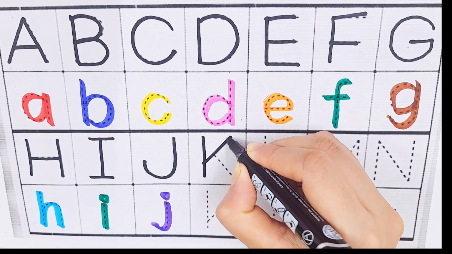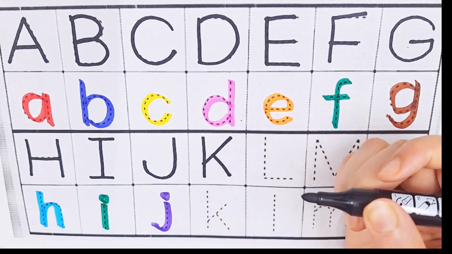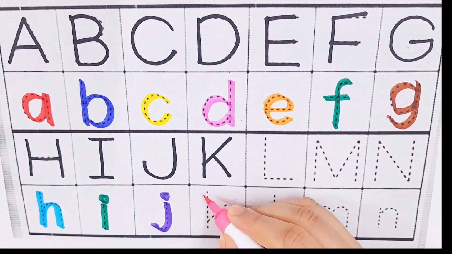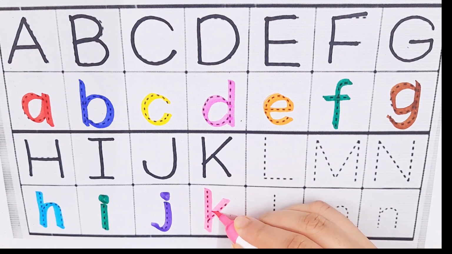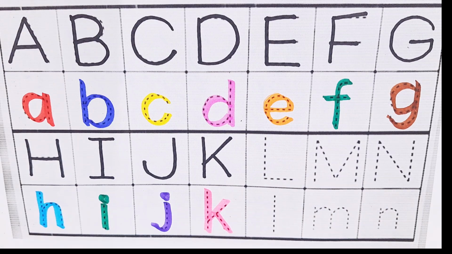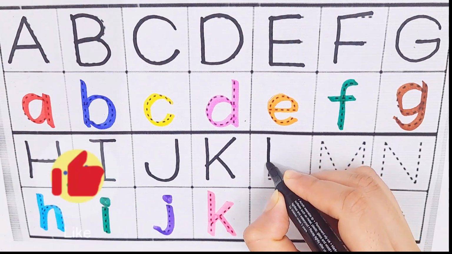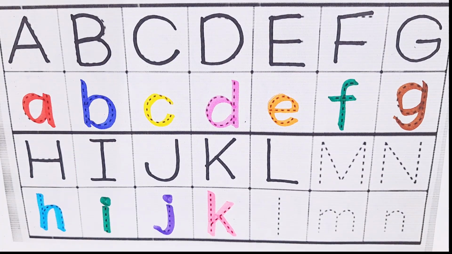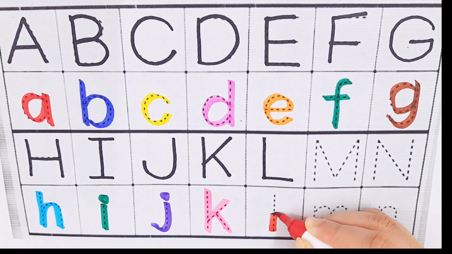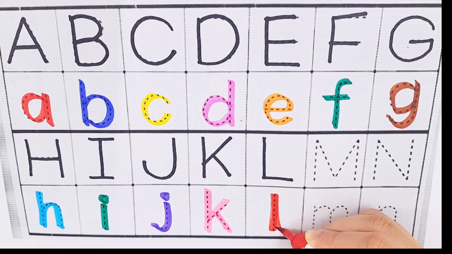K for kite. K for king. L for lollipop. L for lemon.